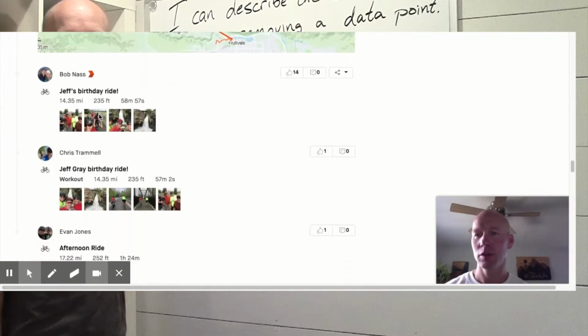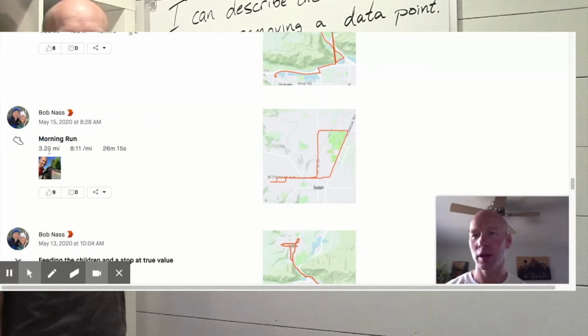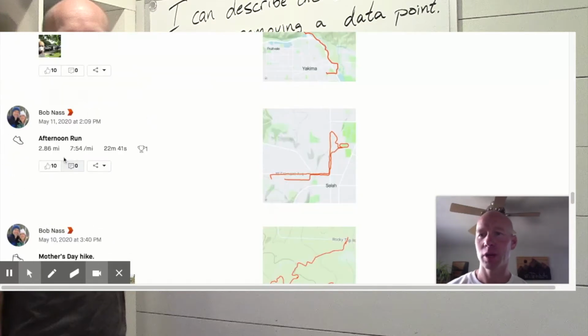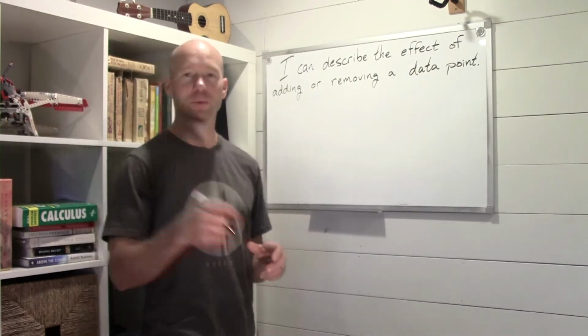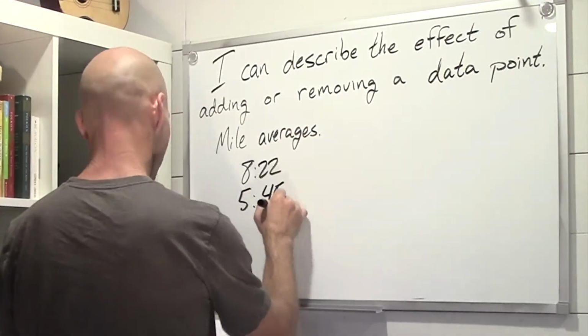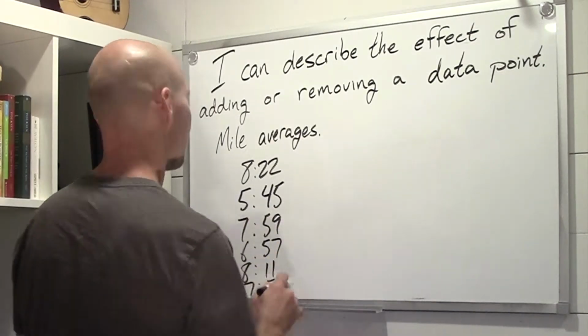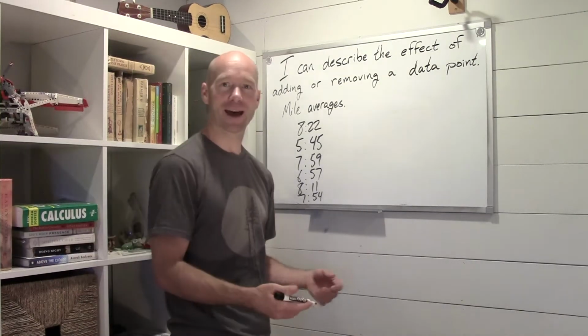Let's see, another bike ride. Got another run, 8 minutes and 11 seconds per mile. Another run here, 7 minutes and 54 seconds. All right, so what were those times we had? We had... All right, so how do we find the average of all of those times? All right, we add and divide them.